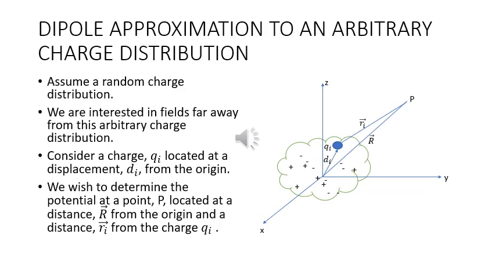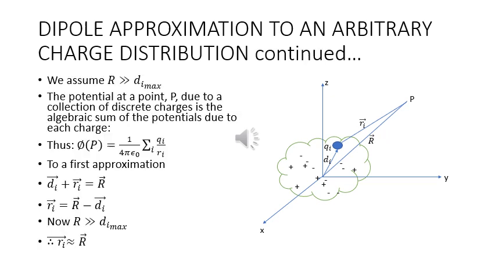We now come to the dipole approximation to an arbitrary charge distribution. Assume a random distribution of charge. We are interested in fields far away from this arbitrary charge distribution. Consider a charge Qi located at a displacement di from the origin. We wish to determine the potential at a point P located at a distance r from the origin and a distance ri from the charge Qi. Assume that r is very much larger than di max.